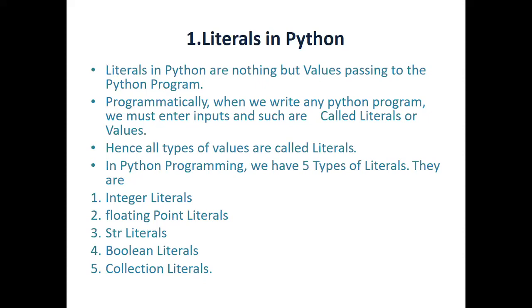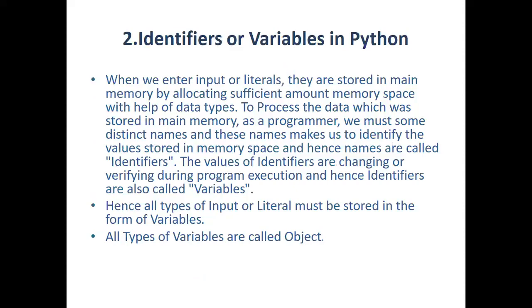I'll explain that to you also. From tomorrow onwards, we'll go ahead with this. Now, in Python programming, as I've told you, we have 5 types of literals: integer, floating, string, Boolean, and collection. Now, identifiers. What do we understand by identifiers or variables in Python?